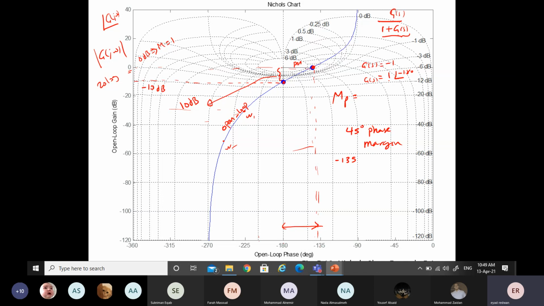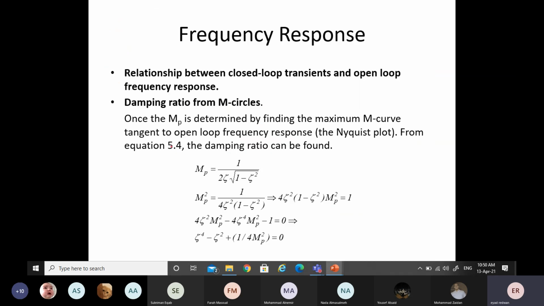Now, if you find the maximum peak, you can relate it, if you remember, to zeta. So again, we are repeating the same thing here: if I have the maximum peak, which I can get from the Nichols chart, then I can obtain the damping ratio. Maximum peak equals 1 over 2 zeta. So you can manipulate the equation and solve it for zeta. This is known.